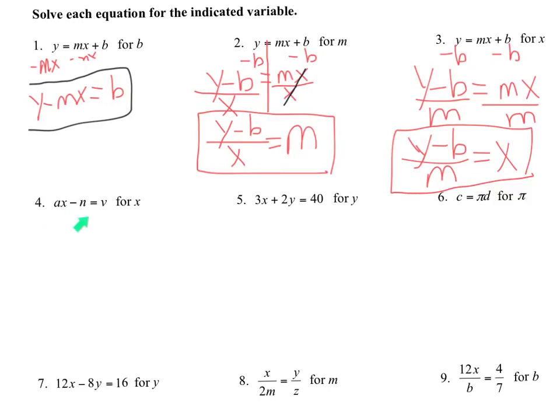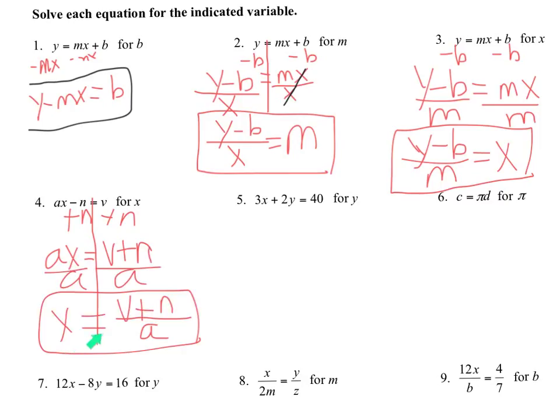Let's look at this one here. Here we have x is our target, and I see that there's a minus n. So remember, order of operations backwards, we're going to add or subtract first. So I added n to v, and I wrote it this way. And my next move is I'm going to get rid of that multiply a by dividing the entire side by a. And here's my answer. X equals v plus n over a.